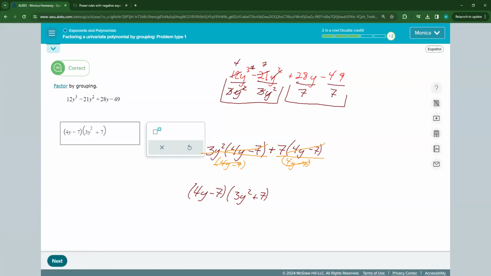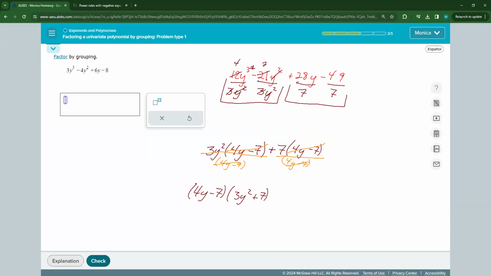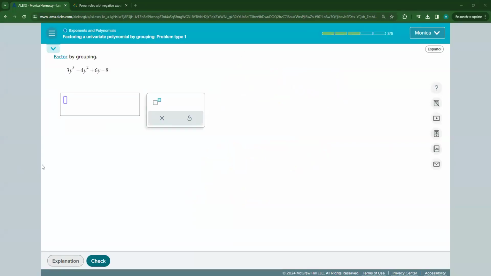All right, last one for this should be a good one. Oh, smaller numbers they gave me. Okay, so looking at this, rewriting, I have 3y cubed, not squared, minus 4y squared, plus 6y minus 8.